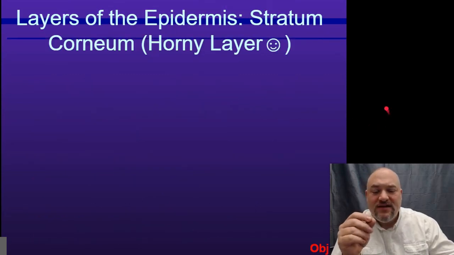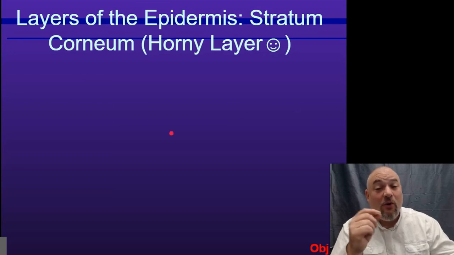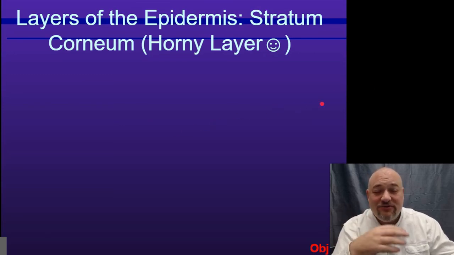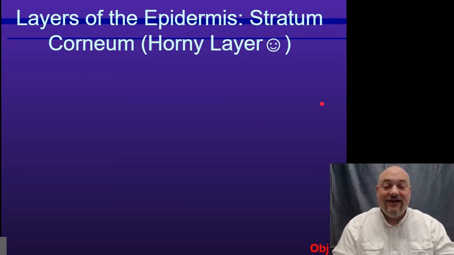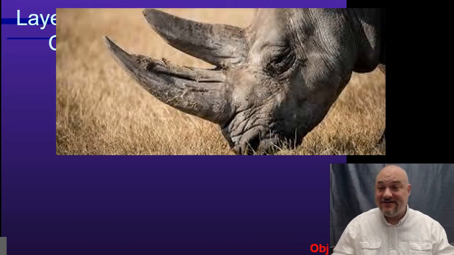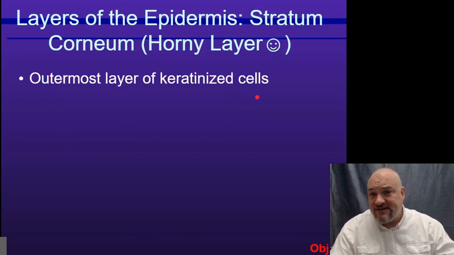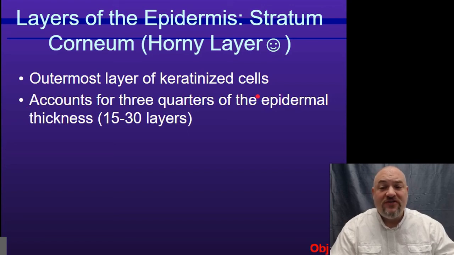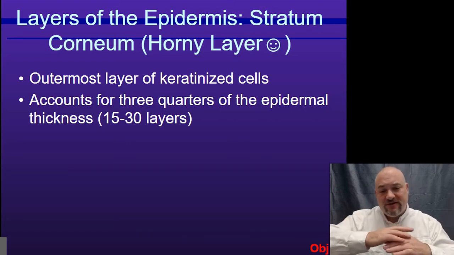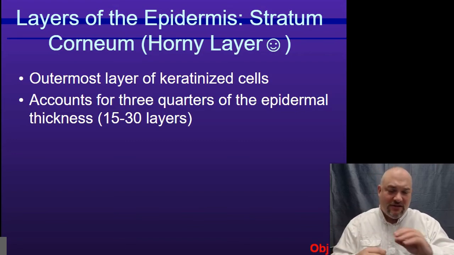All right, and now on to the top layer, the stratum corneum, or the horny layer. It's not called the horny layer because of what you look at and say, ooh, that person's beautiful. It is called the horny layer because the cells in it, and the keratin in it, make up things like your fingernails, your hair, and horns on things like rhinoceroses and cattle. So it's called the horny layer, same material. It's the outermost layer of keratinized cells, and accounts for most of the thickness of the epidermis. Usually between 15 to 30 layers, depending on where you're at and how much abrasion that area is getting. If it's not getting much abrasion, you're going to be able to build up more layers without them getting torn off. If it's in a high abrasive area, you might lose a little bit more.